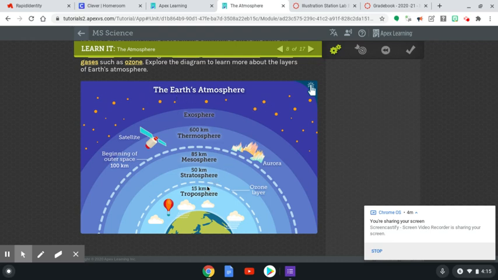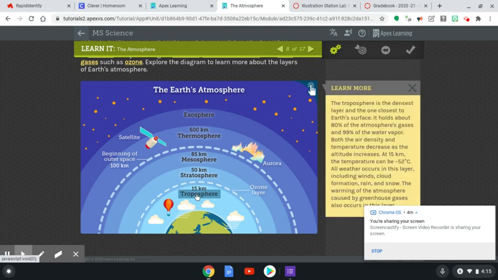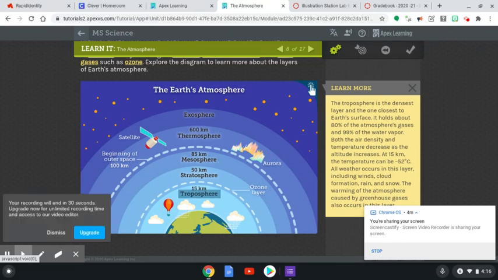So if we look at the troposphere, we see that it's the densest layer. It's the closest to Earth. It contains 80% of the atmospheric gases and 99% of the water vapor. The air density and temperature decrease as altitude increases. Weather occurs in this layer.